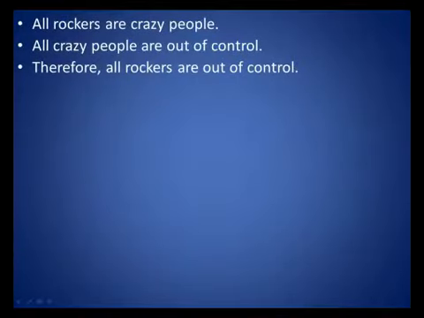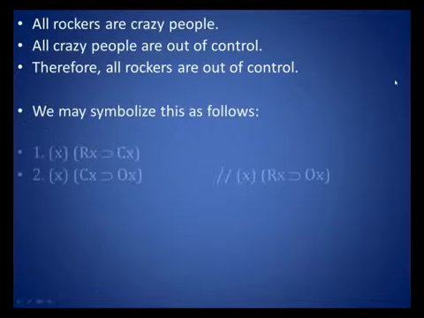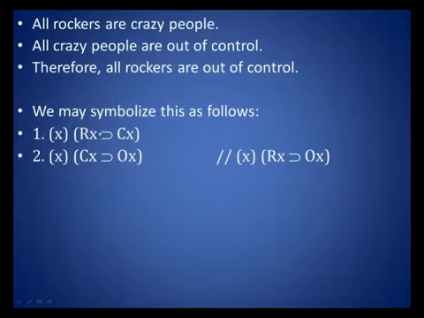So let's look at an example. All rockers are crazy people. All crazy people are out of control. Therefore, all rockers are out of control. We can symbolize this as follows. Number 1, for all x, if x is a rocker, then x is crazy. Number 2, for all x, if x is crazy, then x is out of control. Therefore, for all x, if x is a rocker, then x is out of control.